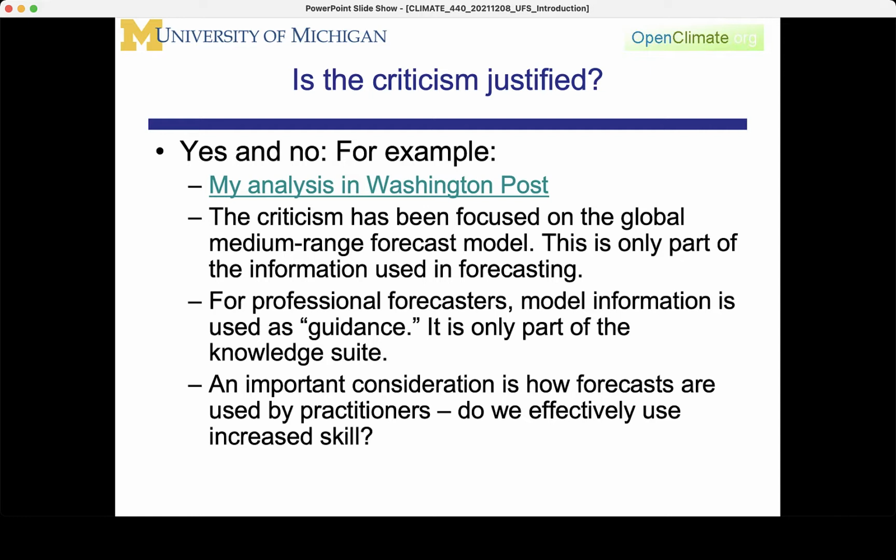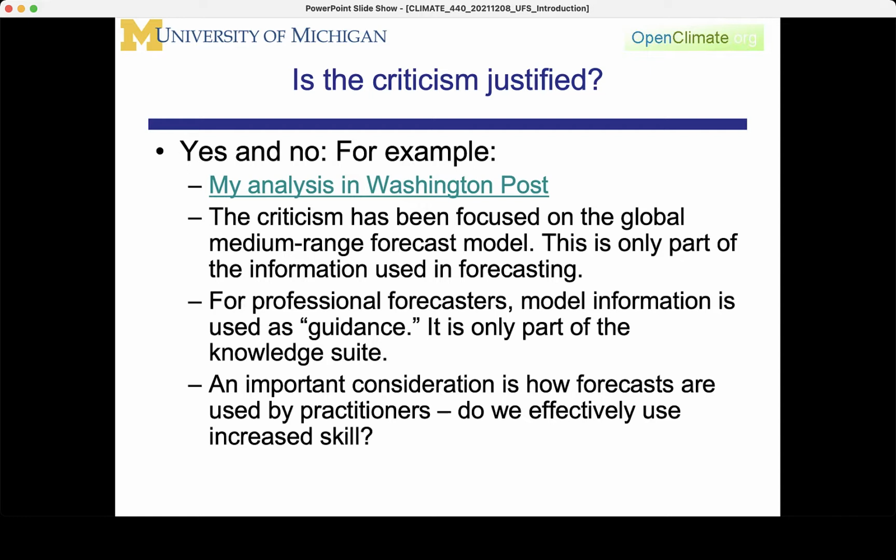The criticism has been focused primarily on the medium-range forecast model, and in particular, the global forecast model. Medium range is from 2 to 3 days out to 10 days. An important aspect of the thinking about the problem holistically is that this is really only a part of the information used in forecasting. And that's especially true in the United States, where I'll show later that we have 7 applications that we try to address in our weather or environmental prediction.